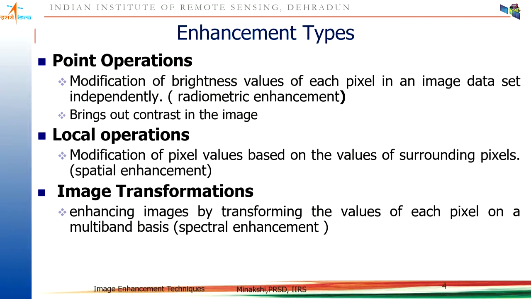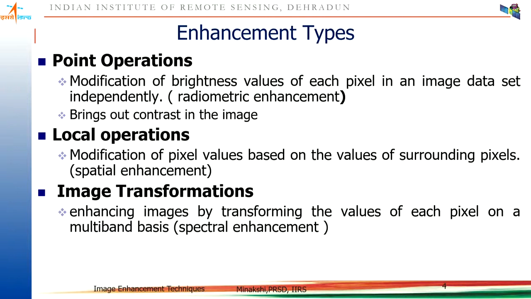The second category of enhancement is modification of pixel value not independently. The point value is not modified independently, but is modified based on its surrounding pixels, its neighboring pixels, and this is called spatial enhancement.